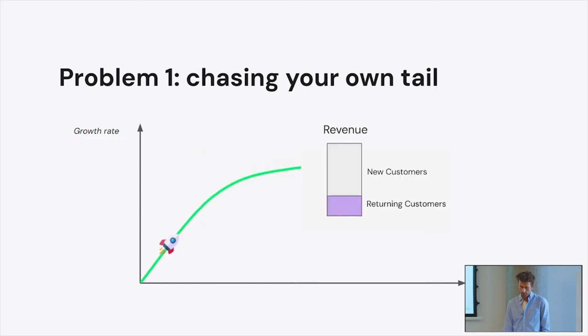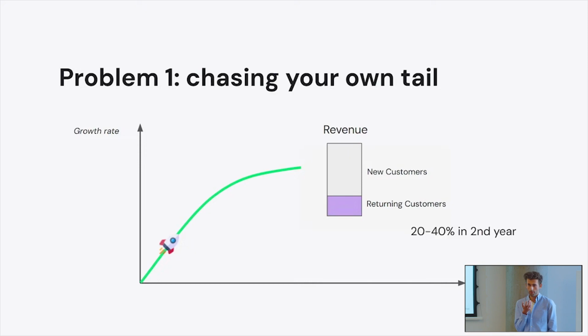But then, if we move forward, the situation changes. Over time, we have built our customer base. We have some loyal customers, and they are coming back to make second, third, and other purchases. So when we look at our monthly revenue, some percentage of this will be attributed to returning customers and some to new customers.